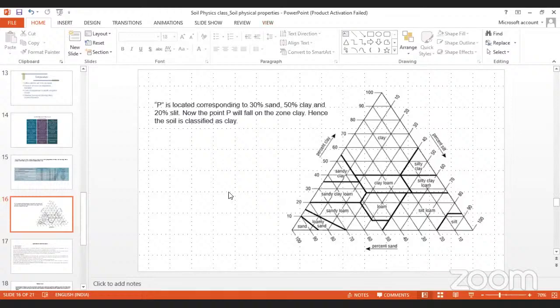Sir, one more question is there. Yes. Also in the chat box, somebody asked this question: can you differentiate between plasticity and consistency? Yes, yes, of course. Why not?